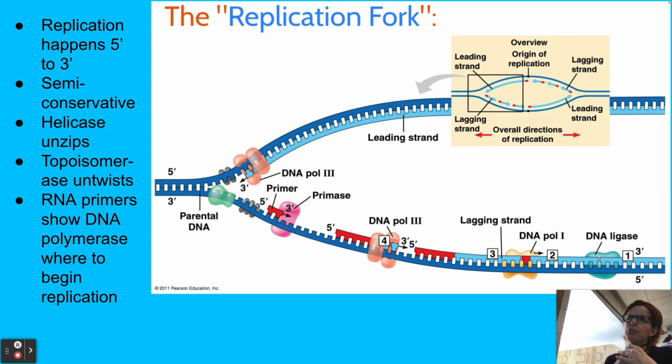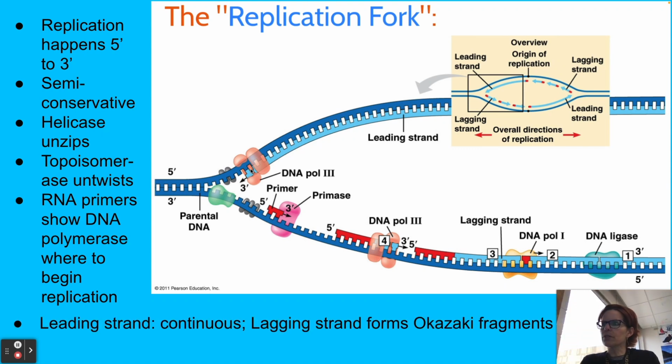The RNA primers. Do they show a primer? Yeah, they have an RNA primer right here. The primers show DNA polymerase where to begin replication. So it's just giving it sort of instructions: start here. And then the RNA primers get removed.